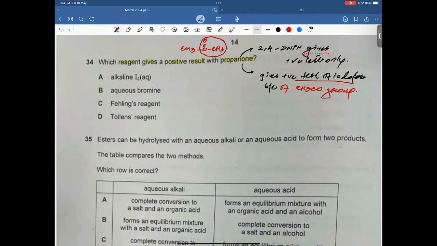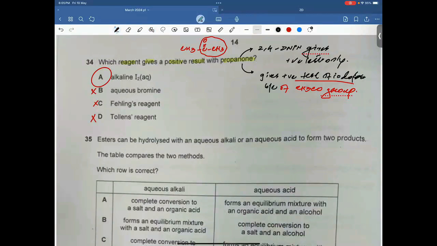A ketone cannot react with Tollens' and Fehling's reagents, so it cannot be tested with Fehling's and Tollens' reagents. So C and D options are incorrect. Aqueous bromine can only react with alkenes, so A is going to be the right answer, because it can react with alkaline aqueous iodine, as it will give you a positive test of iodoform.